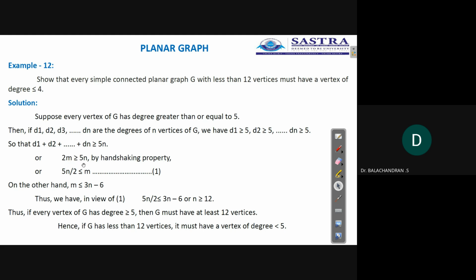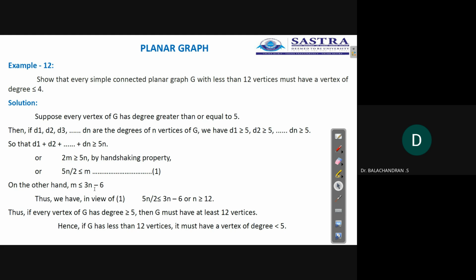Okay, that is greater than or equal to 5m by the handshaking property. From this, πn/2 is less than or equal to m. On the other hand, if G is a planar graph, what do you know? The number of edges E, here they are using M, M is less than or equal to 3n minus 6. This is the result we already proved for a planar graph. If G is planar, this is always true.